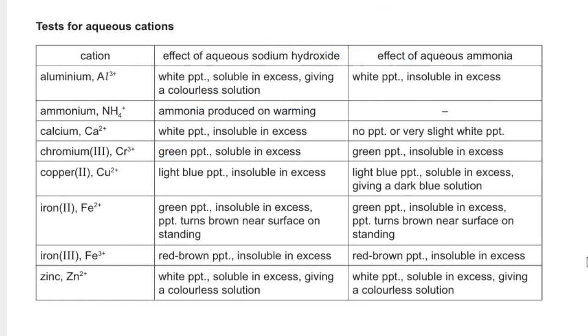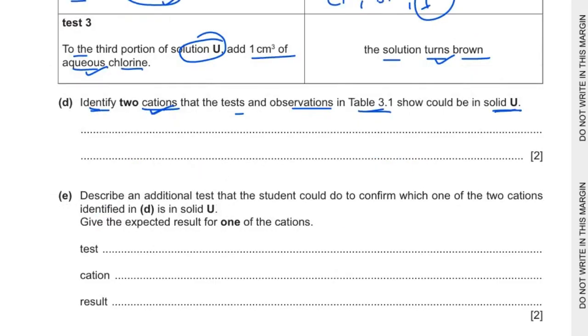Now here is the test table of the cations, and we can say that here on adding aqueous ammonia we are having green precipitates for two of the cations, that is chromium and Fe2+. So probably these are the two cations possibly present in the solid. Yes, so let's write our answer that chromium 3+ ions and Fe2+ ions. These are the two cations possible in the solid U.